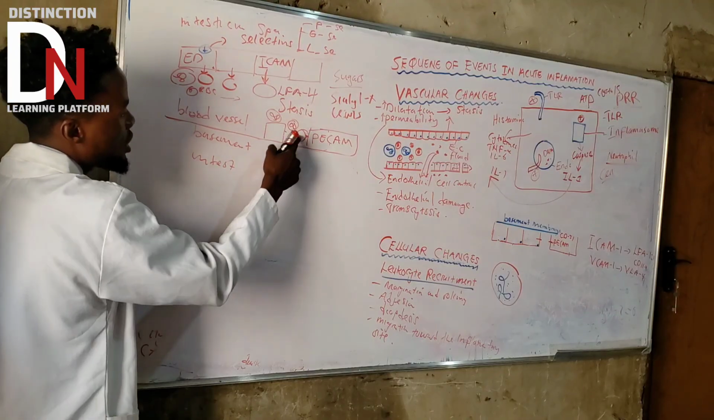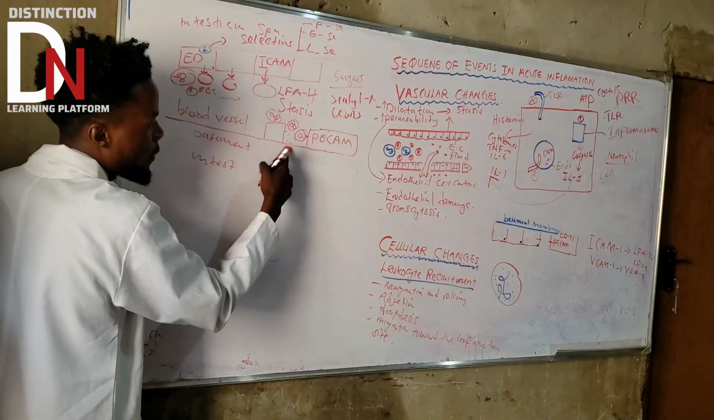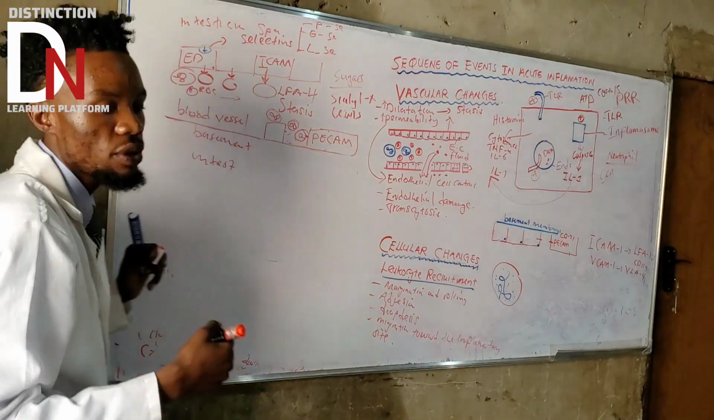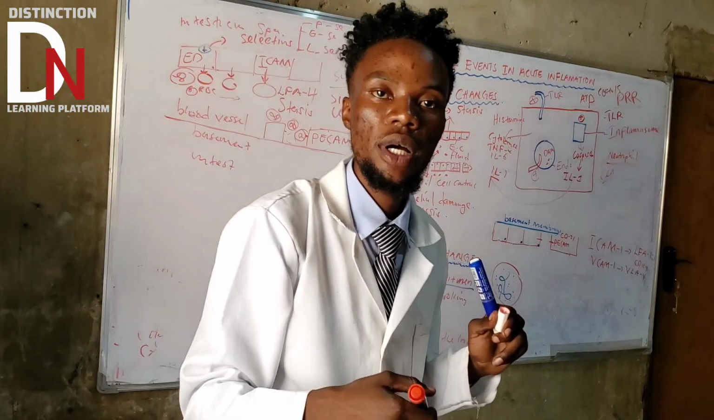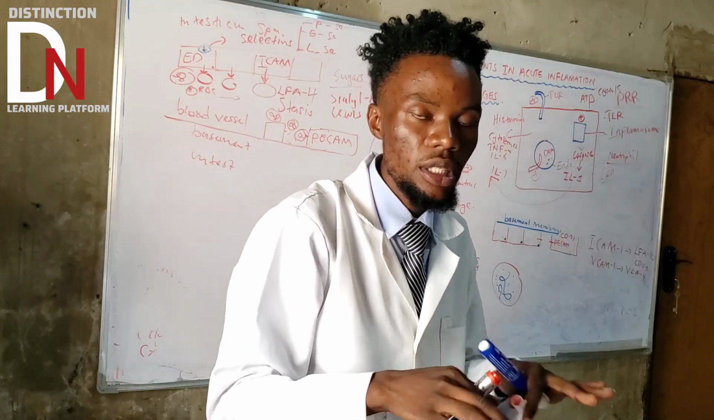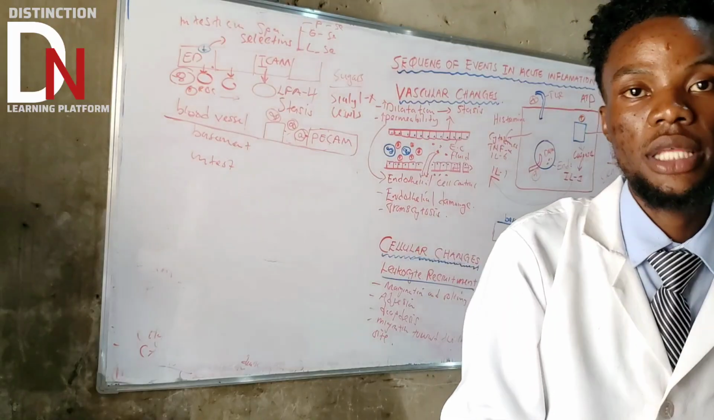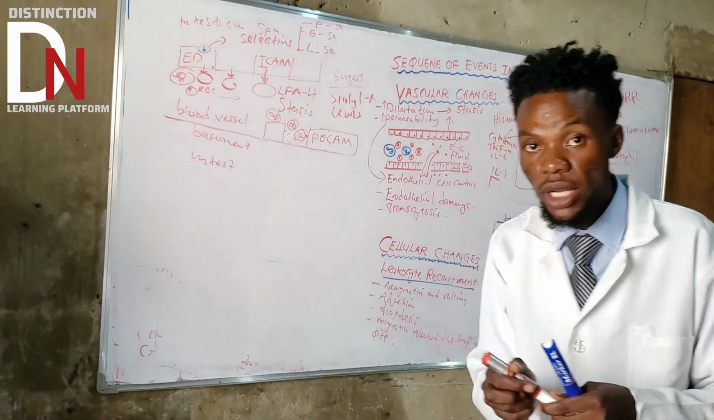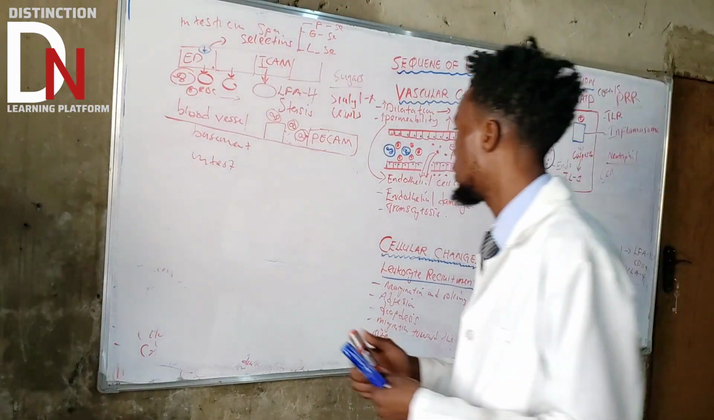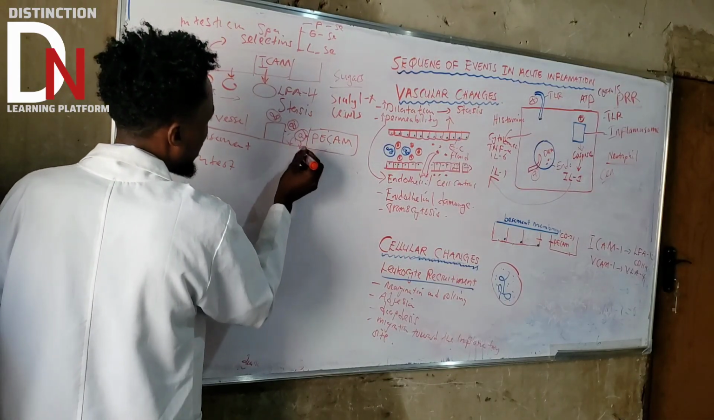Now, you need to ask yourself, how do these white blood cells pass through this basement membrane? They are going to start releasing certain enzymes, and we call them collagenases. So collagenases will start breaking down the collagen fibers of the basement membrane so that there is a path for white blood cells to pass through.